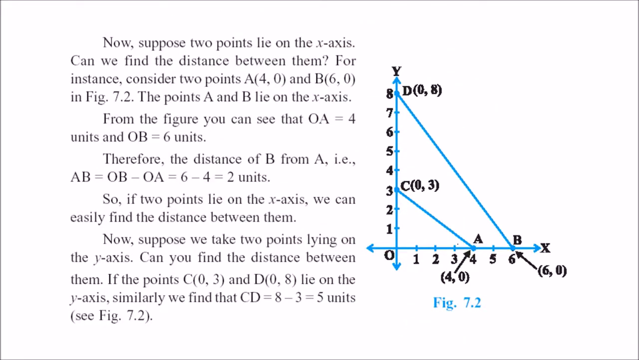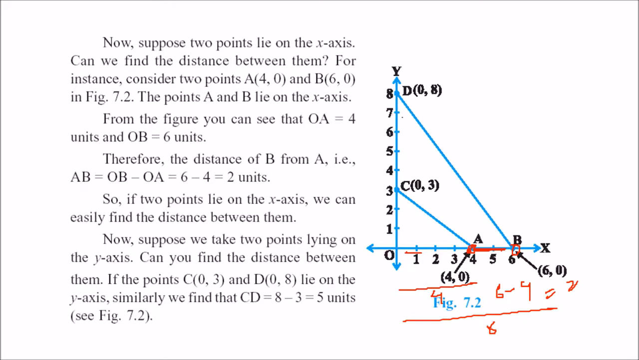So what we are trying to say here is that we have certain points on a coordinate axis. So we can take some other example. We have a point A, we have a point B. You want to find the distance between A and B. If A is 4, 0, this is 4. B is 6, 0, that means this is 6. So what is the difference or distance between AB? 6 minus 4. That is 2 units.